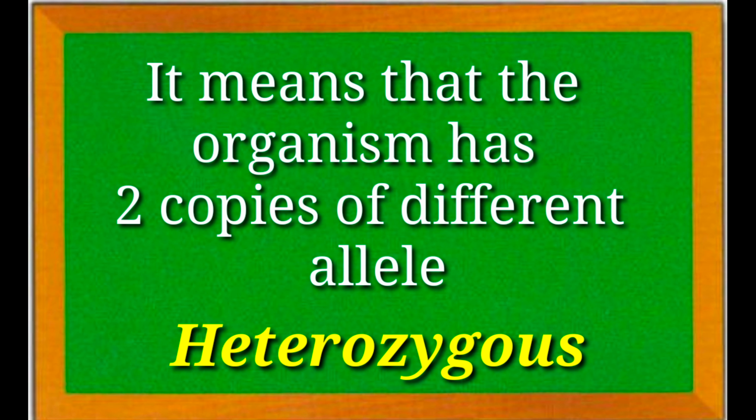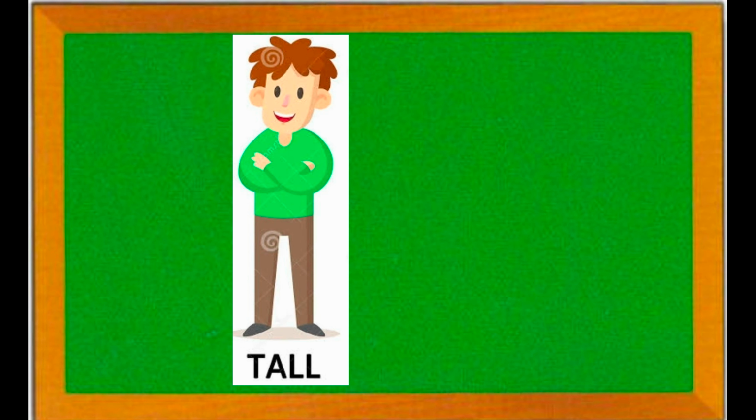And for our next term, we have heterozygous. It means that the organism has two copies of different allele. Example, we have here again for the tall trait. Another genotype for the tall trait is capital letter T and small letter t. So this boy is a heterozygous tall, meaning he is not pure tall.